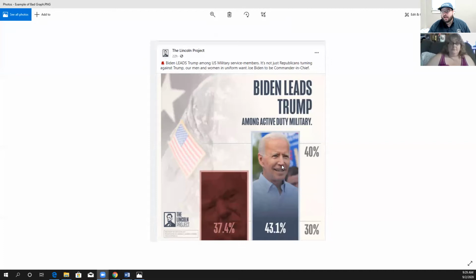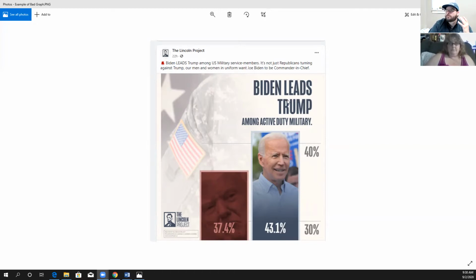So this was an example. Let me share this screen. Okay, here's a good misleading example. Now, at least the Lincoln Project put the lines here for 30 and 40% to let you know, hey, it's not starting at 0, but you're really supposed to start graphs at 0. Okay, you really are. If not, you're misleading. So what is this about? Biden leads Trump among active military duty.